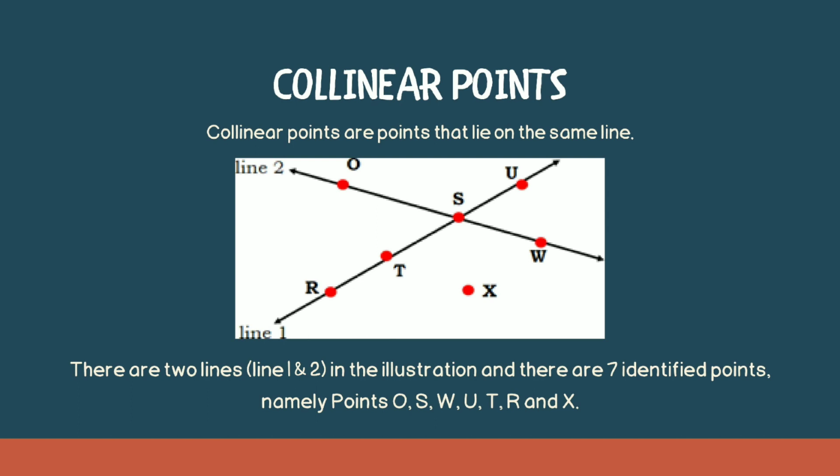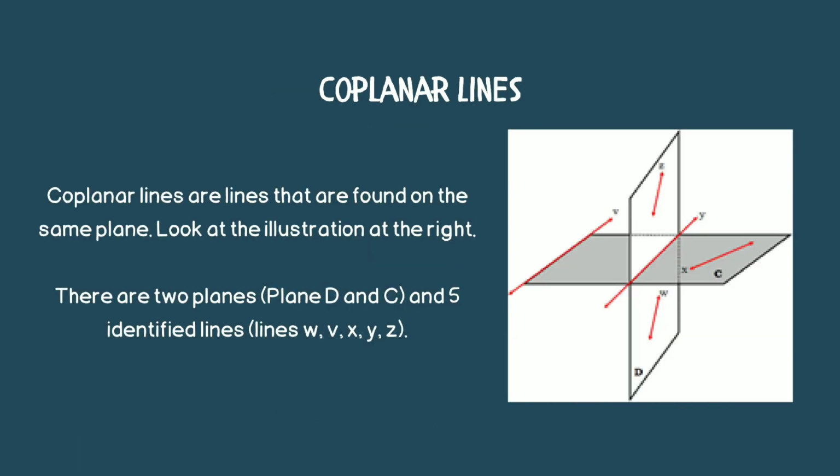There is another term used in geometry, which is coplanar lines. Coplanar lines are lines that are found on the same plane. Look at the illustration at the right. There are two planes, which are plane D and C, and 5 identified lines, which are lines W, V, X, Y, and Z. Are lines W, Y coplanar? Yes, they are coplanar because they belong on the same plane, which is plane D.